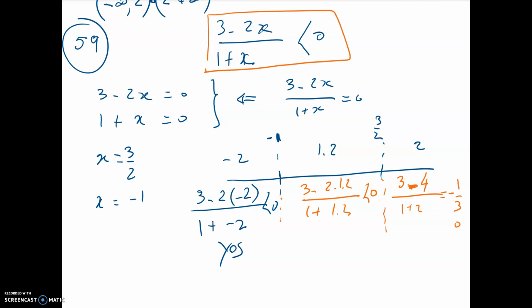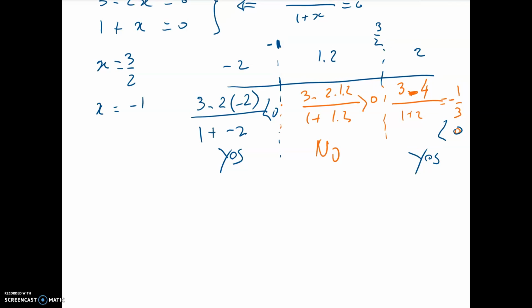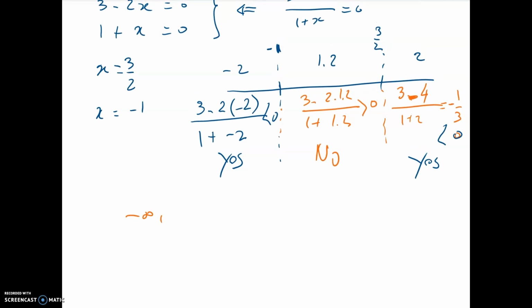So that is a yes. And there is a pretty good chance that x equals 2 is also a yes. And yes, because when I substitute x equals 2, I figure out that it's also less than 0. So it's also a yes. And obviously, when you substitute x by 1.2, you will find something positive, and that is a no. Therefore, the interval notation is going to be negative infinity to negative 1, union 3 over 2 to plus infinity.